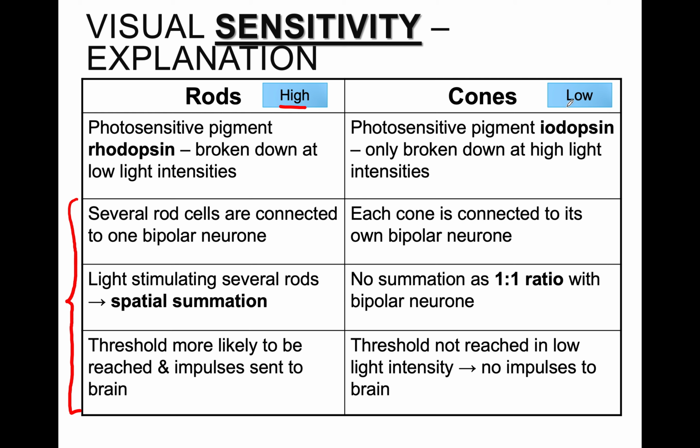Cones, on the other hand, have low visual sensitivity. This can be explained by each cone forming a synapse with a single bipolar neuron. There's no spatial summation, as we've got this 1-to-1 ratio. Therefore, threshold is less likely to be reached at low light intensities, and therefore it's less likely that impulses will be received at the visual sensory area of the brain. Pause the video now if you want to copy this down.